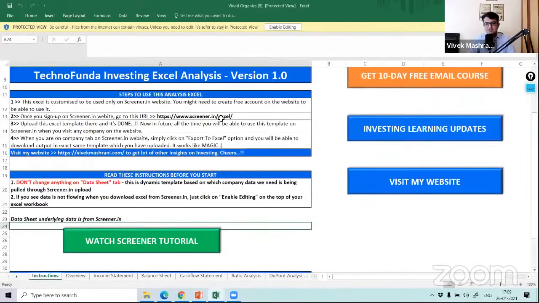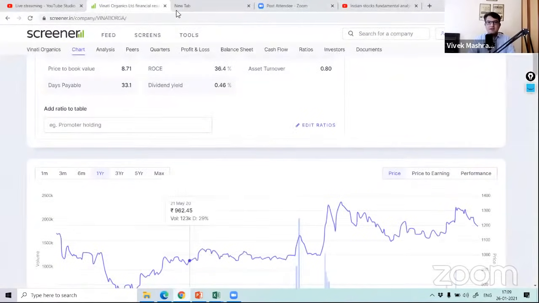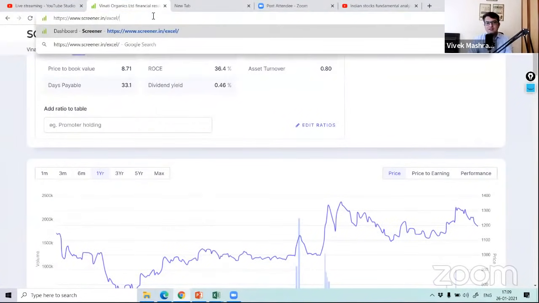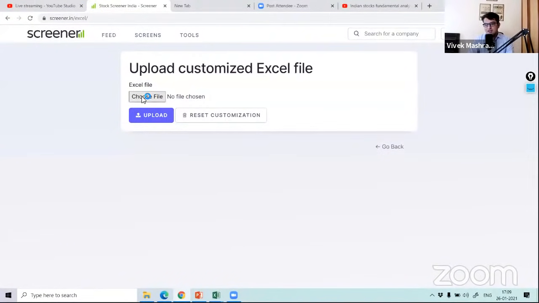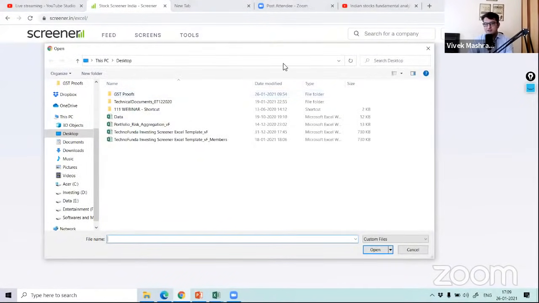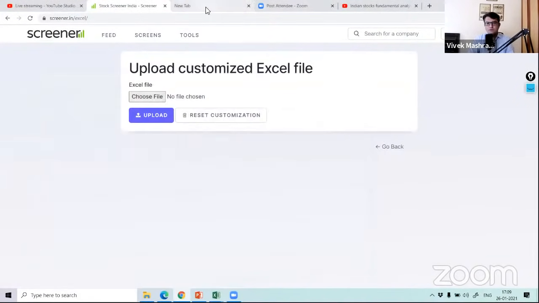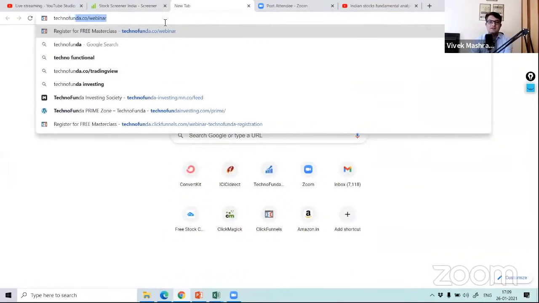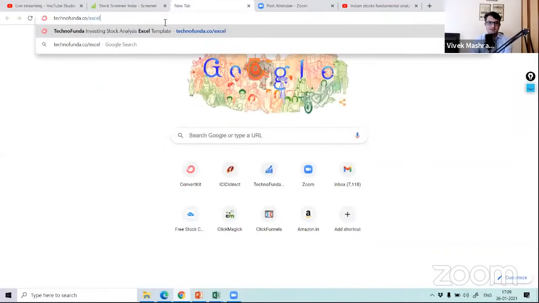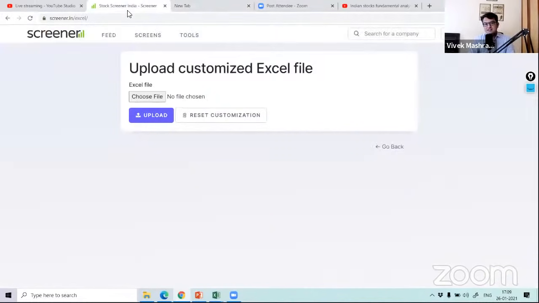Okay. So go to the instructions tab, go to this particular tab, and copy this link, www.screener.in/excel, and then just copy paste that link over here like this. And then choose the file, the Excel file which I have given. If you don't have it, just go to this path, technofunda.co/excel. And if you are watching from YouTube, you'll also find it over there. So just type technofunda.co/excel, and you can download the Excel file. That's how you need to upload that Excel file. Once you upload, it will say Excel customization saved.